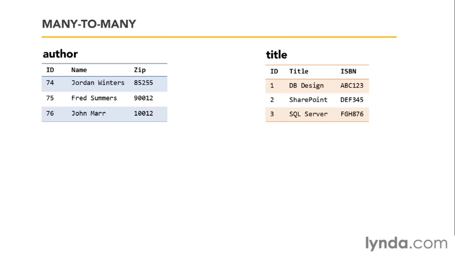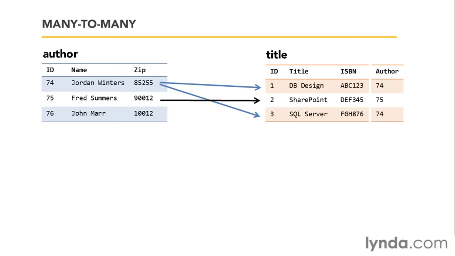Well, at first glance, what we might say is, okay, this is a one-to-many relationship. We could take the author, number 74, Jordan Winters, and say that we want to represent that author has written both book 1, DB Design, and book 3, SQL Server. And we can say that Fred Summers, author number 75, wrote book 2 on SharePoint. And if this was a classic one-to-many relationship, one author, one or more titles, we could add a new column to the title table. This would be an author ID column. It would be a foreign key to the author table. But here's the issue. What happens if in a day or a week or a month, we say, well, actually, the SQL Server book was written by 2 authors.